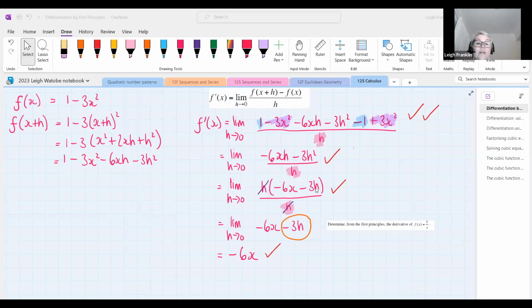Okay, so it's always going to be your second to last line if you're doing it like this. Whenever you're ready to sub in h is 0 in your head, that's when you're going to drop the limit notation, just after that.